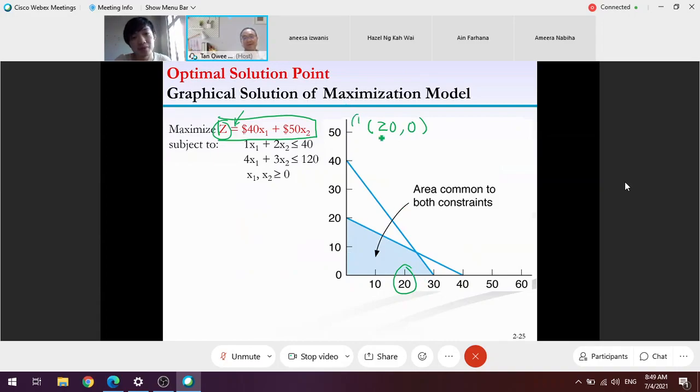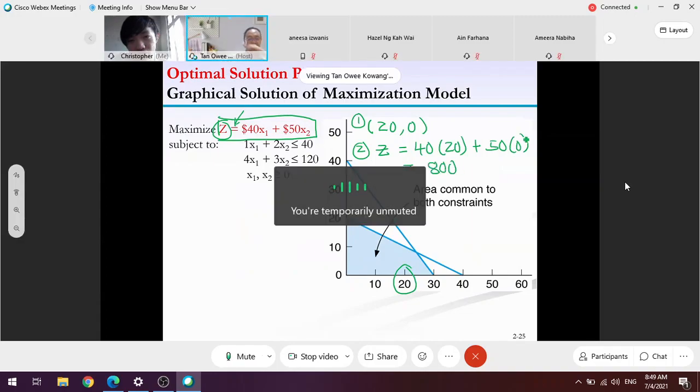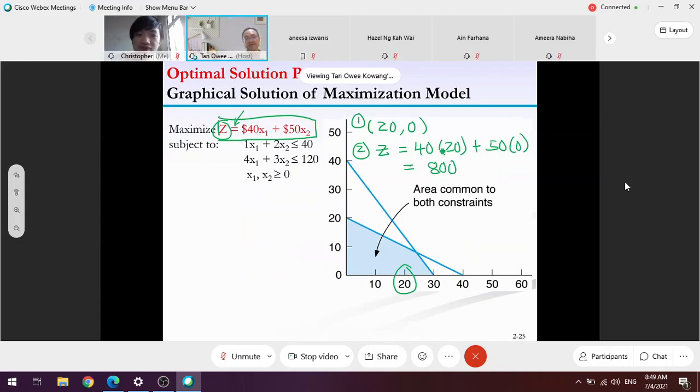Langkah kedua, ganti the value into the objective function untuk dapatkan Z. So langkah kedua, dia ada dekat slide tapi I don't like. 40 times 20, plus 50 times 0. So saya dapat berapa? 800 kan? Okay, 800. So langkah ketiga, the third step is I already found the first point.